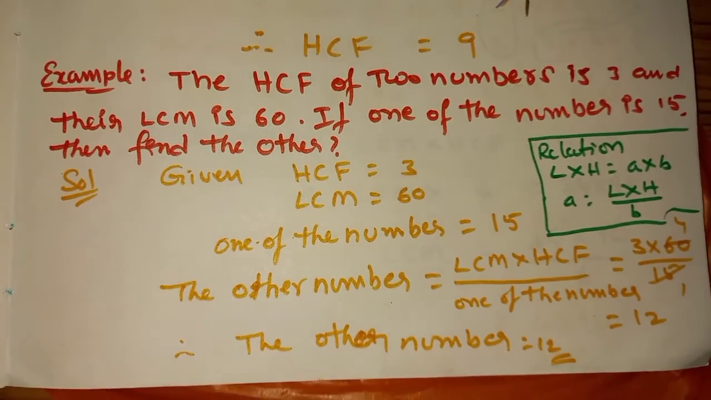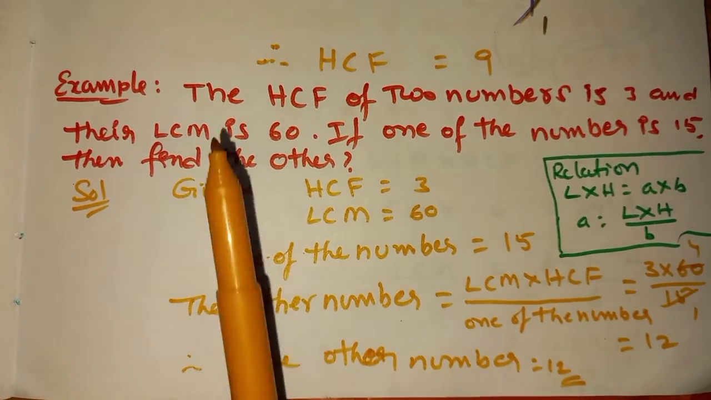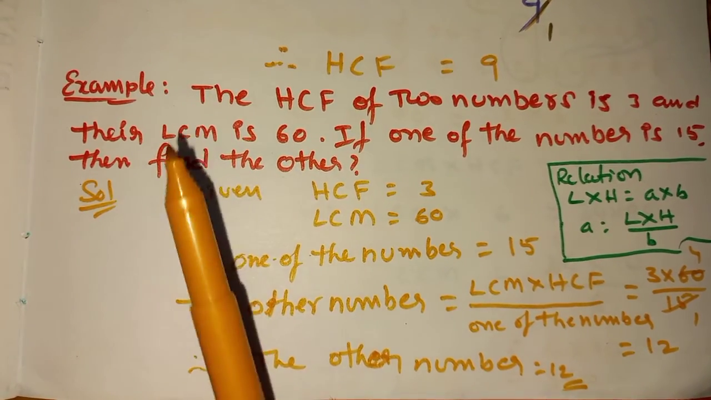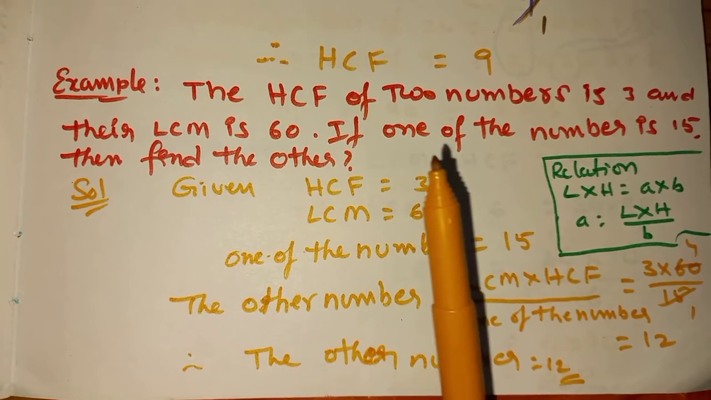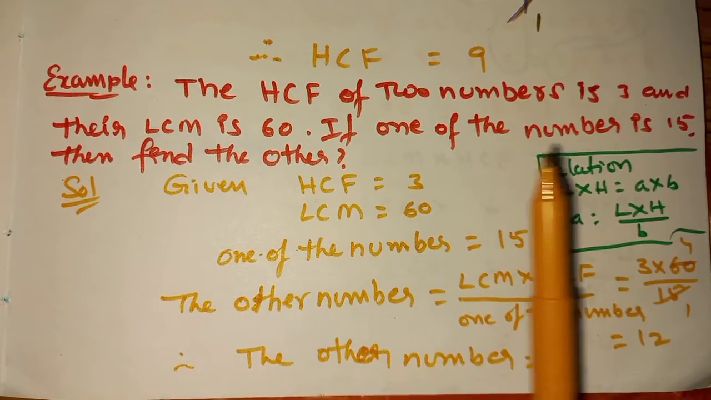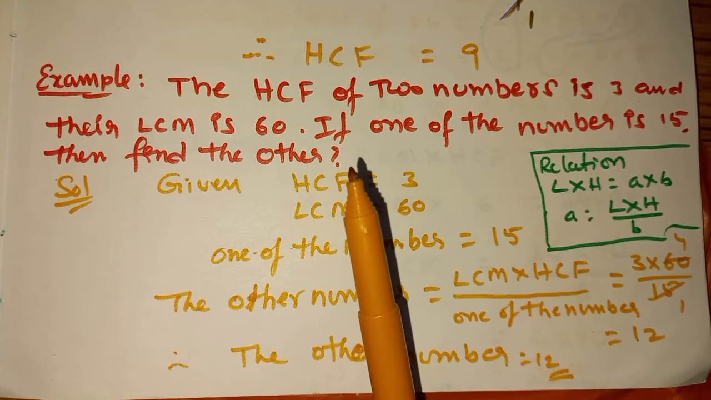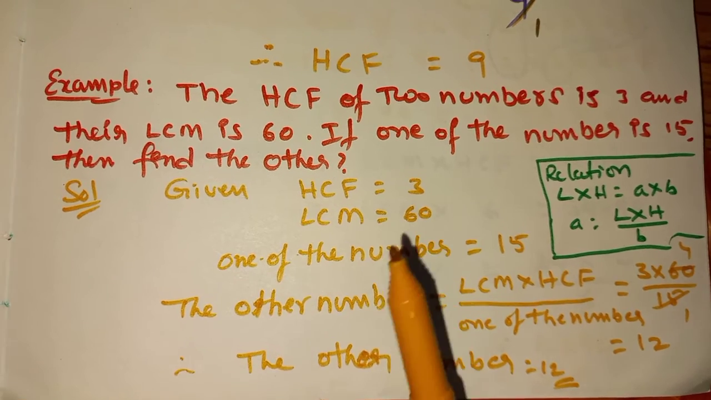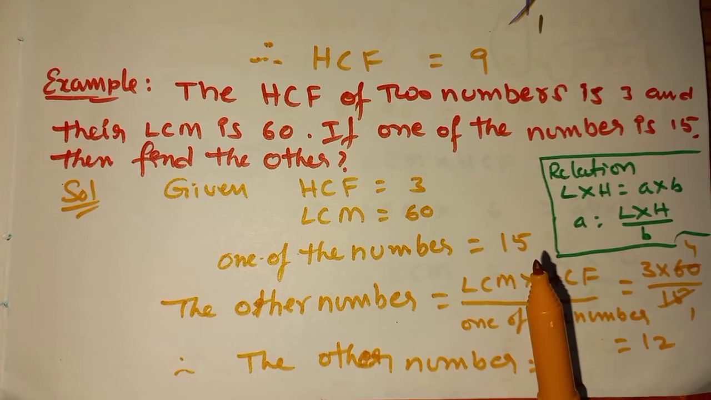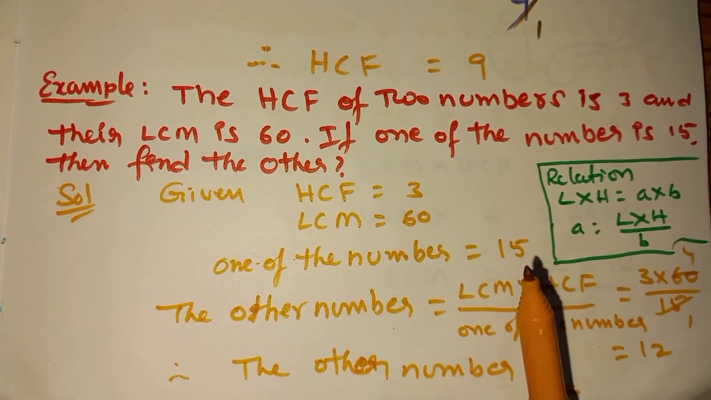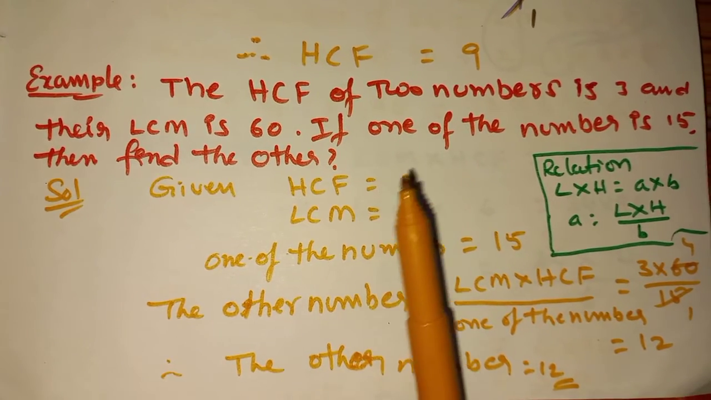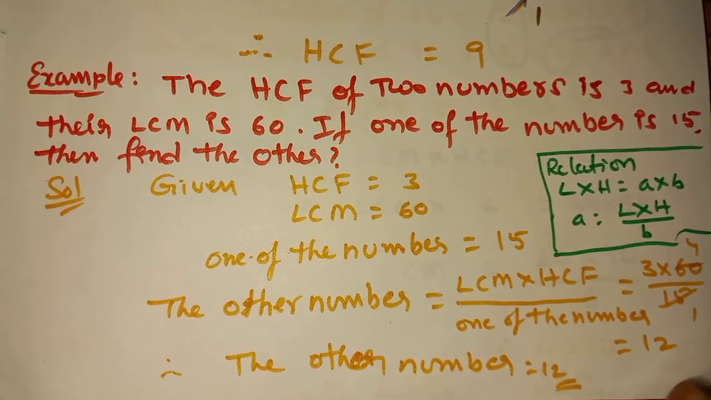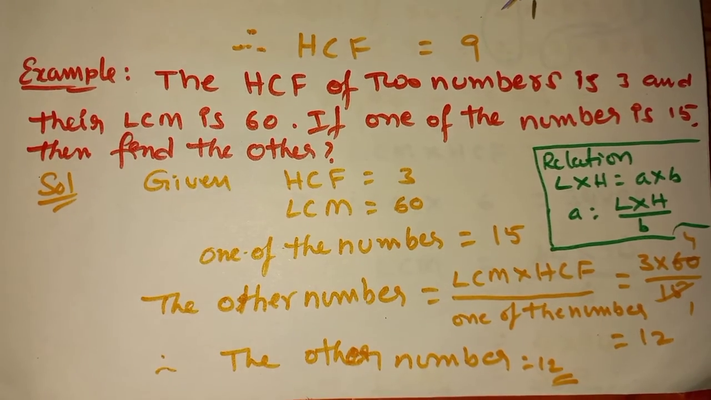We will move to the next example. Here the HCF of two numbers is 3 and their LCM is equal to 60. If one of the numbers is 15, then find the other number. So here given HCF equals 3, LCM equals 60. One of the numbers is equal to 15. In this example, they gave the HCF value and the LCM value, but they didn't give one of the numbers. One number is given, we need to find the other number.